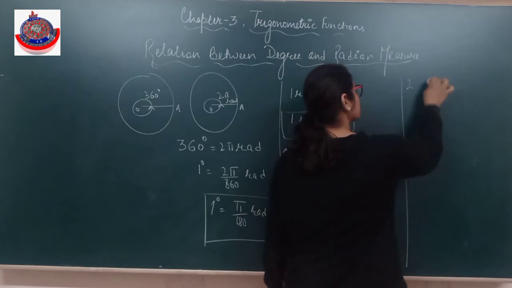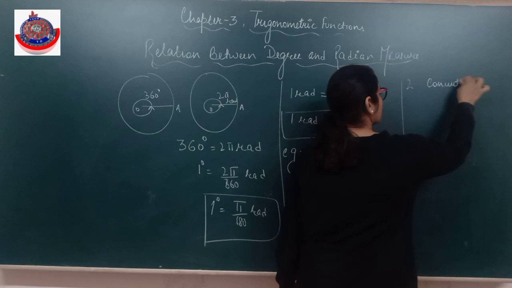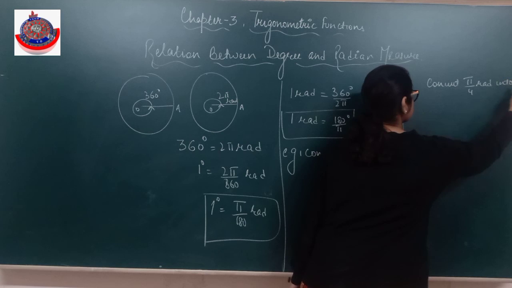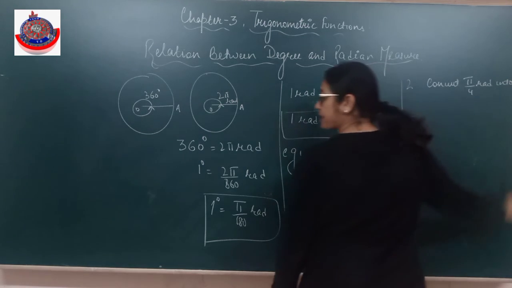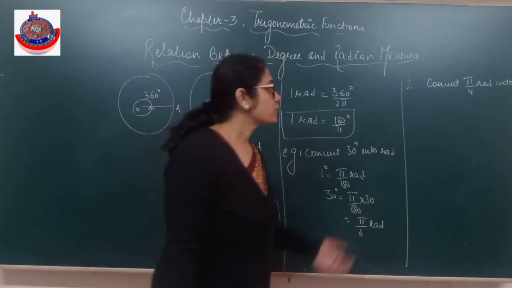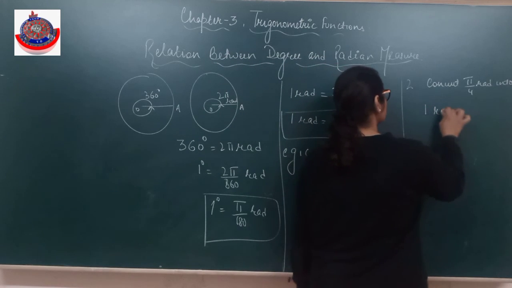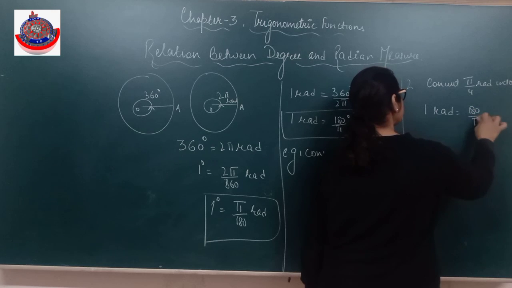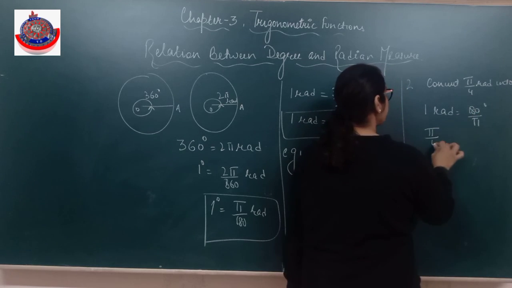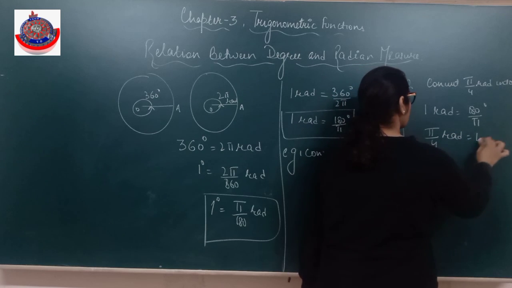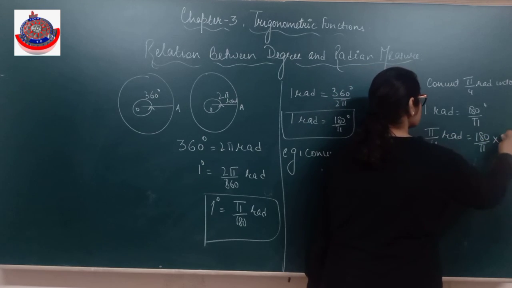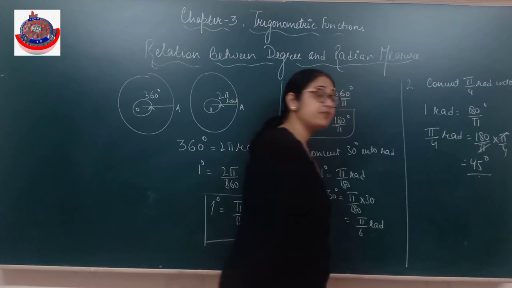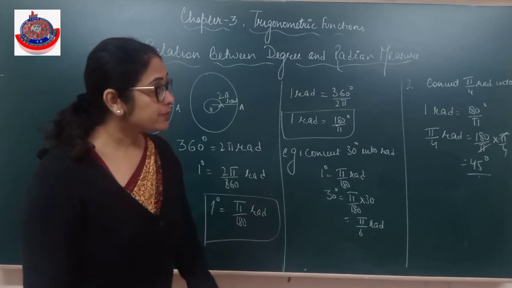Now the next example. I need to convert pi by 4 radians into degrees. Pi by 4 radians into degrees. So very easy. I know that 1 radian is equal to 180 by pi degrees. So pi by 4 radians will be equal to, simple unitary method, 45 degrees. Alright, I hope it's clear to everyone.